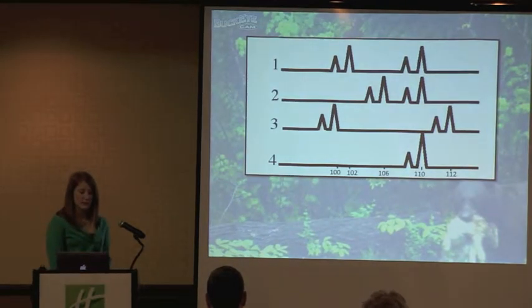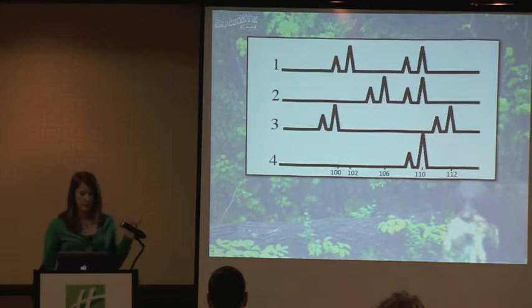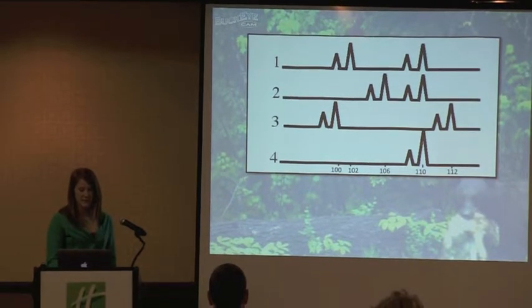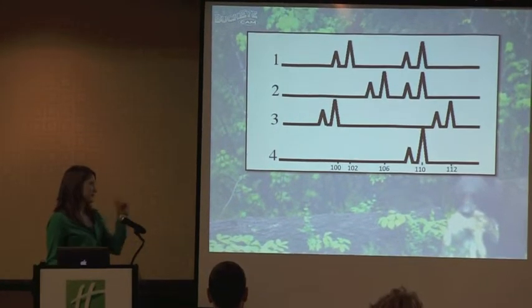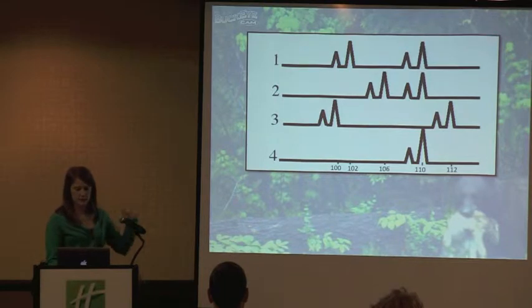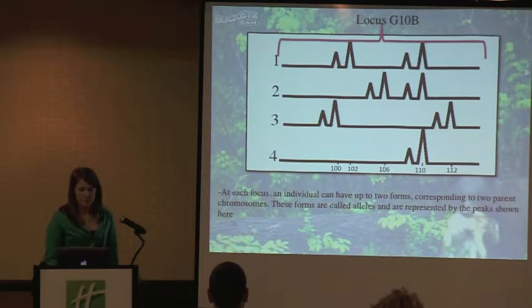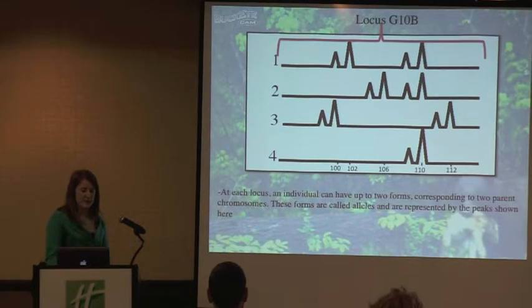So for example, say we're looking at a microsatellite output for 4 unique individuals, 1, 2, 3, and 4. The region of interest in this case is locus G10b, which has a range from 96 to 116 base pairs, which is on the horizontal axis. And at each locus, an individual can have up to 2 forms corresponding to the 2 parent chromosomes. These forms are called alleles, and they're represented by the peaks shown here.